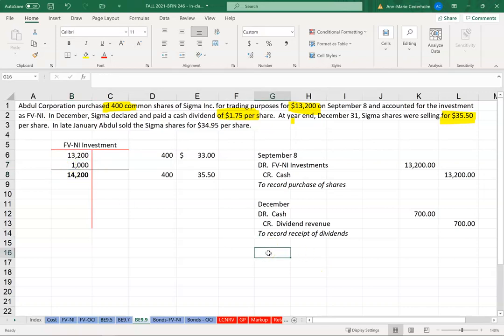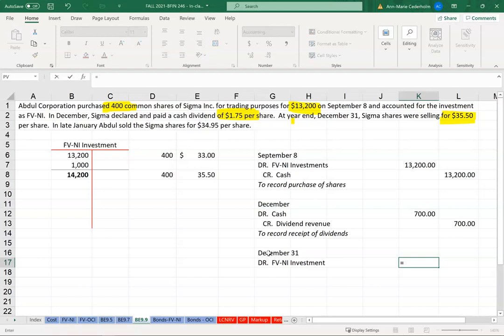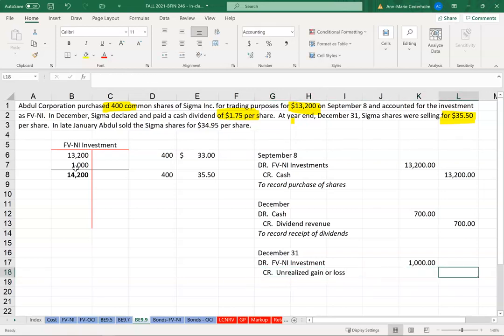So I'll record on December 31st. I'm going to debit fair value through net income investment. And we could also credit it if I had to bump down the investment. So we write it up and down to the fair value at year end. So I'll record the 1,000 and then credit. We just call this an unrealized gain or loss. We don't actually record it as a realized gain or loss until we sell it. So it's just sitting on our books at $14,200.